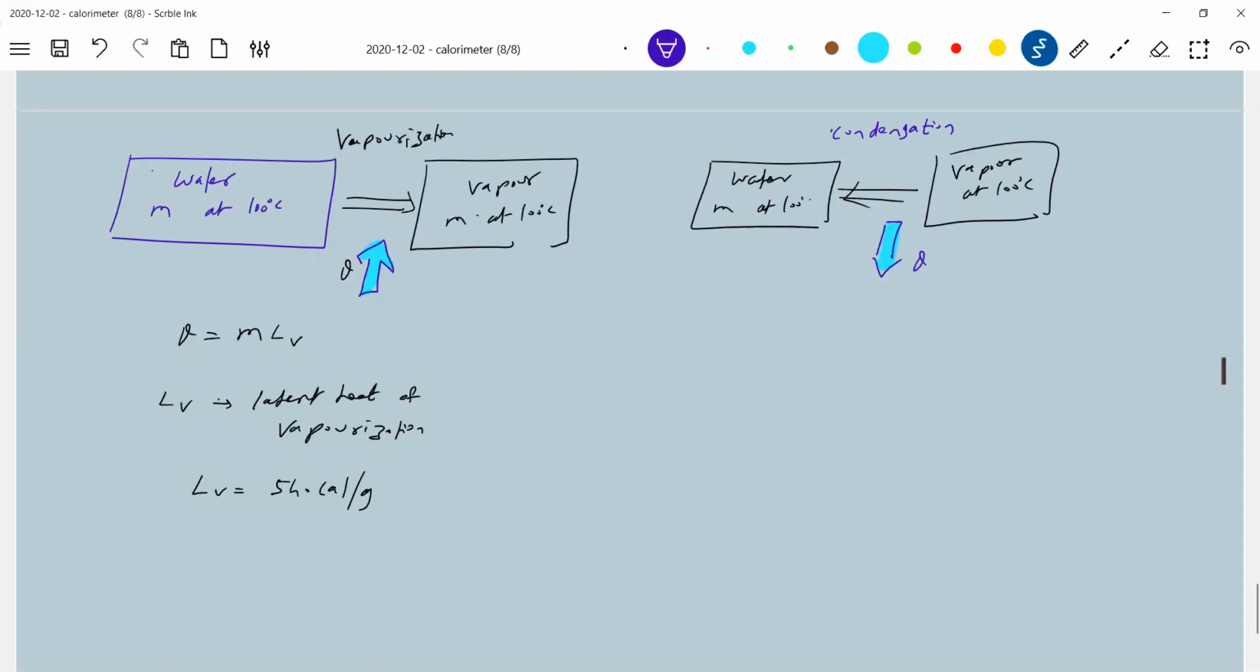So what is the value again? Q equal to mLv, that one. Heat will be rejected. For vapor to become water at 100 degrees Celsius, it has to give out heat. If it loses heat, the vapor will get condensed and become water. So again, the formula will be this one. I think we'll be widely using this particular formula.